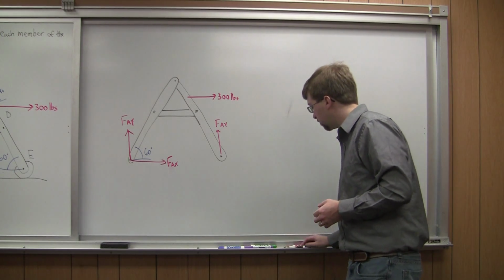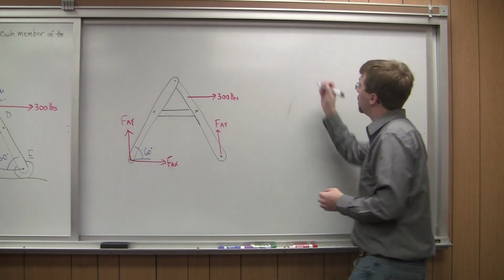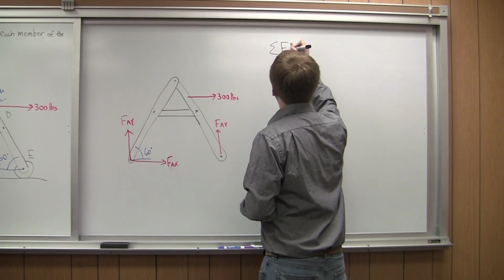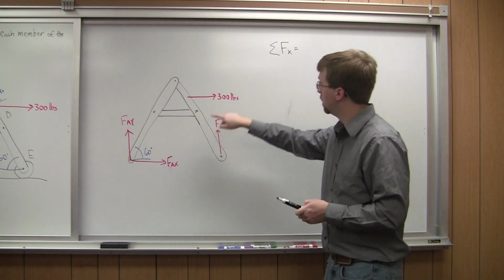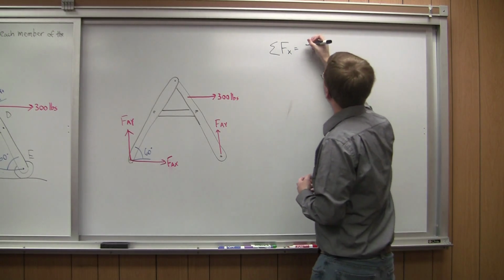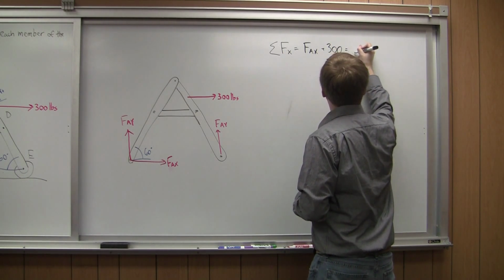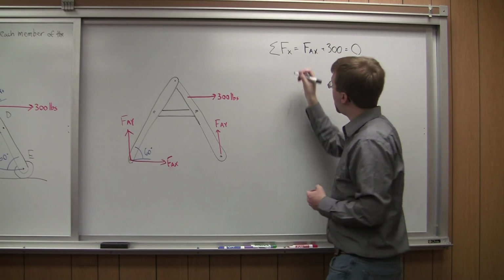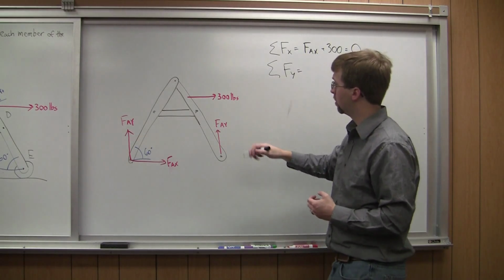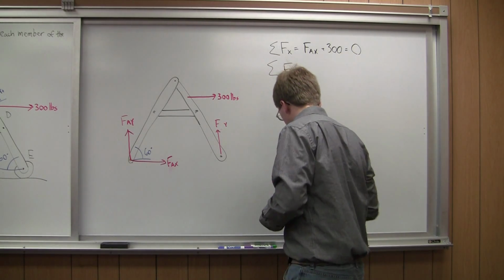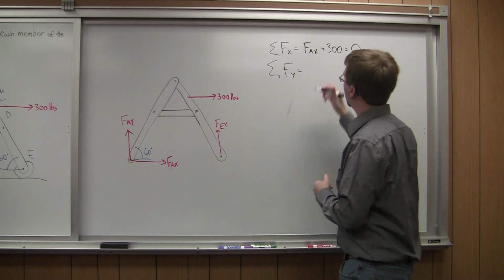Once I've got my free body diagram, I can start writing out my equilibrium equations. I do the sum of forces in the X, and the sum of forces in the X is FAX plus 300 equals 0. Sum of forces in the Y, I've got FAY, or sorry, this should be FEY, plus FAY equals 0.